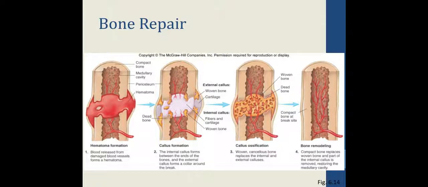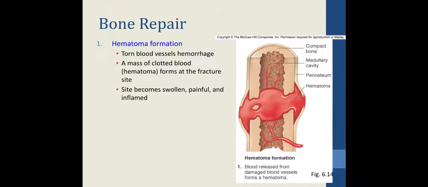a healed fracture, and then we remodel it where we're going to turn it into that hard callus bone instead of the woven bone. So let's look at that step by step. Step one, hematoma forms. We've got torn blood vessels that are hemorrhaging or losing blood.